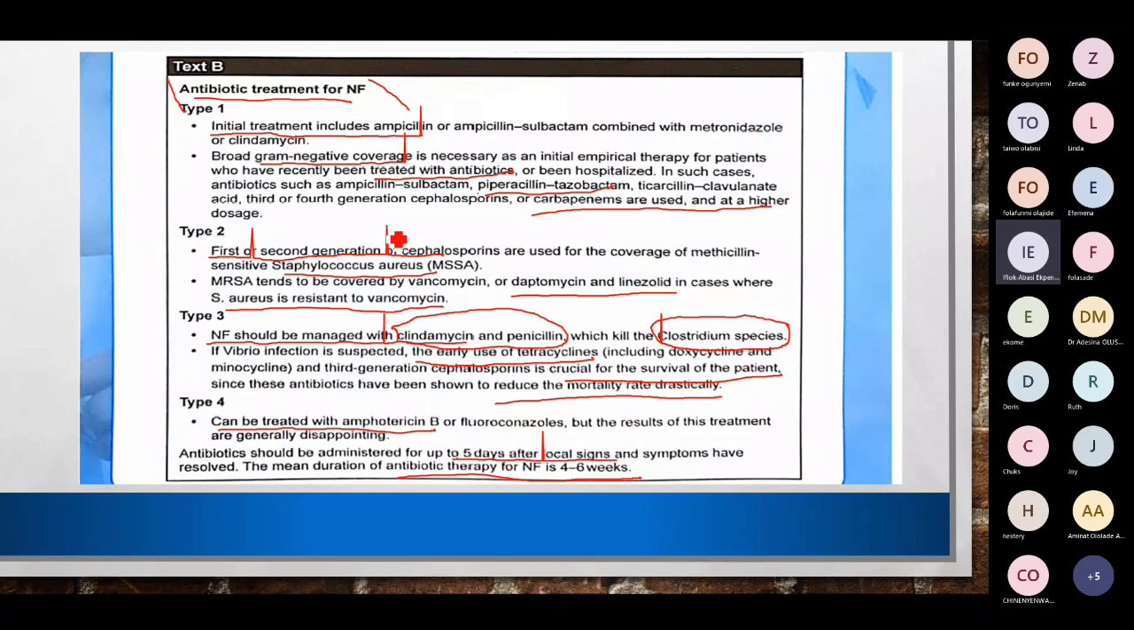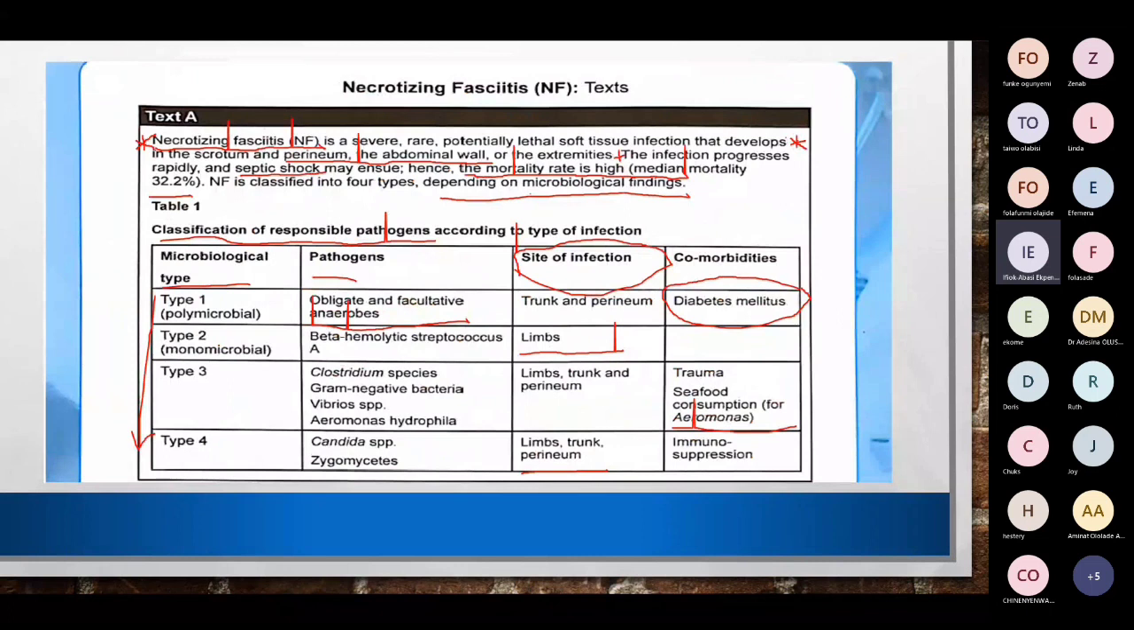Even though the pathogens are mentioned here, don't forget that we saw another place where pathogens were mentioned, which was in the table in Text A. So now the keyword we are looking for is Aeromonas hydrophilia. That is the organism or the pathogen being mentioned in the question, right? So I'll come down here to where we have the pathogens and run down to Aeromonas hydrophilia.